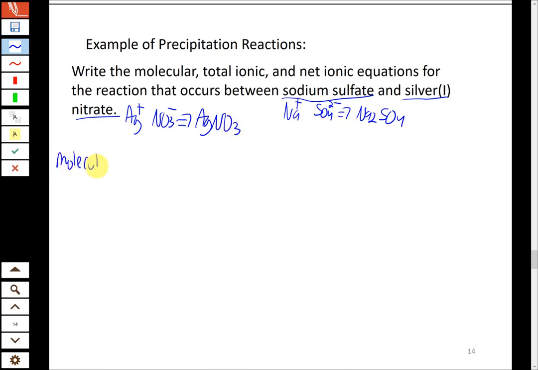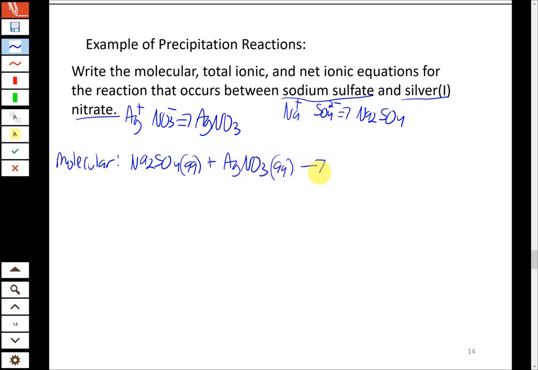So the molecular equation is going to write out all the reactants and products as intact ionic compounds. So on the reactant side, we have sodium sulfate, Na2SO4. The reactants are always going to be aqueous solutions for these types of reactions. And then silver nitrate, AgNO3.